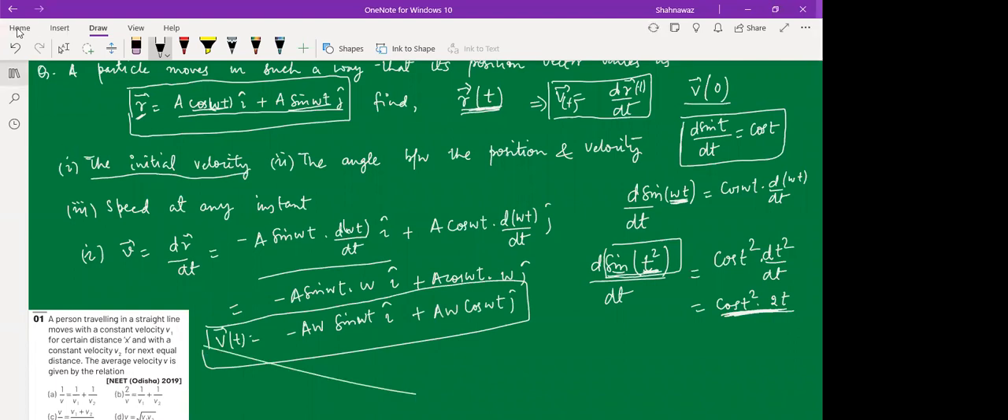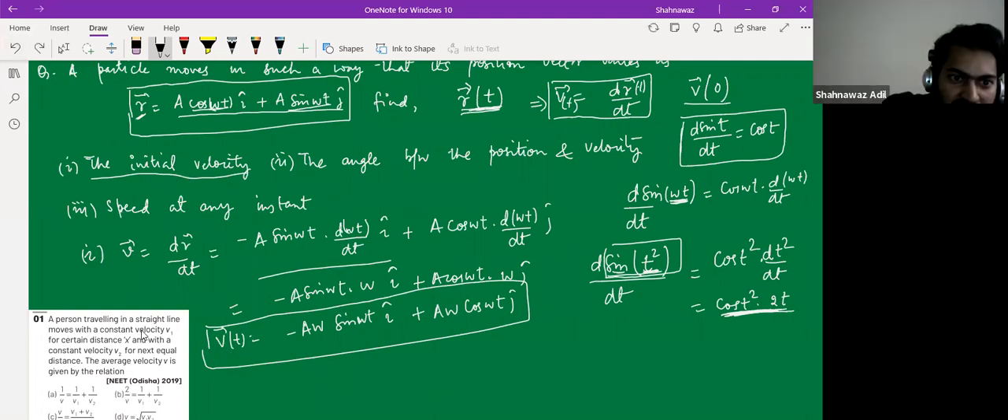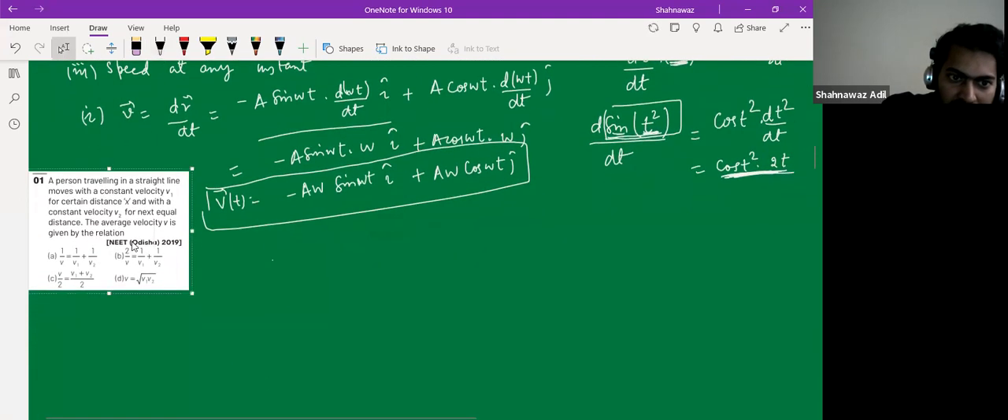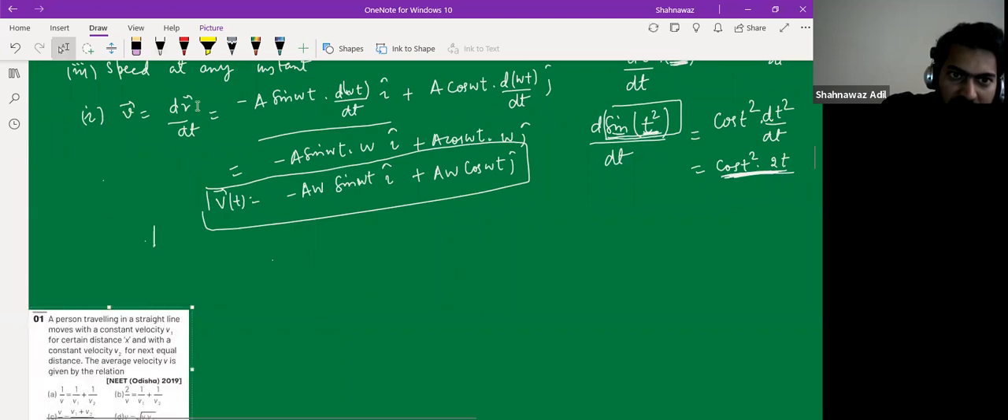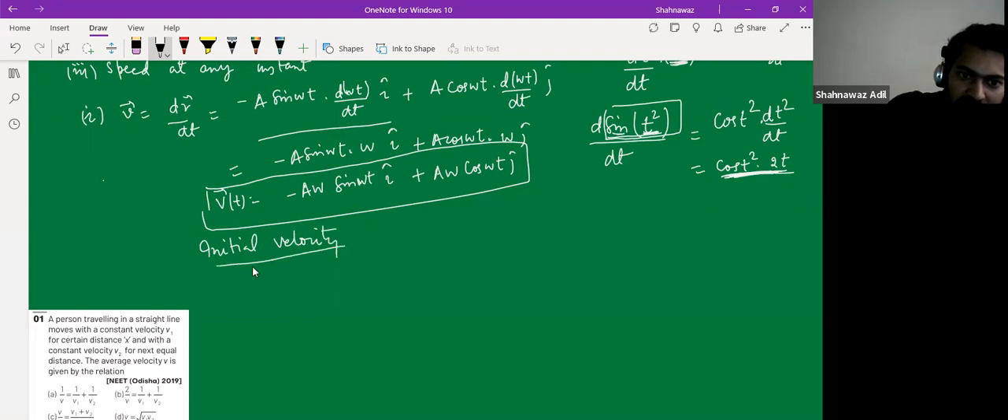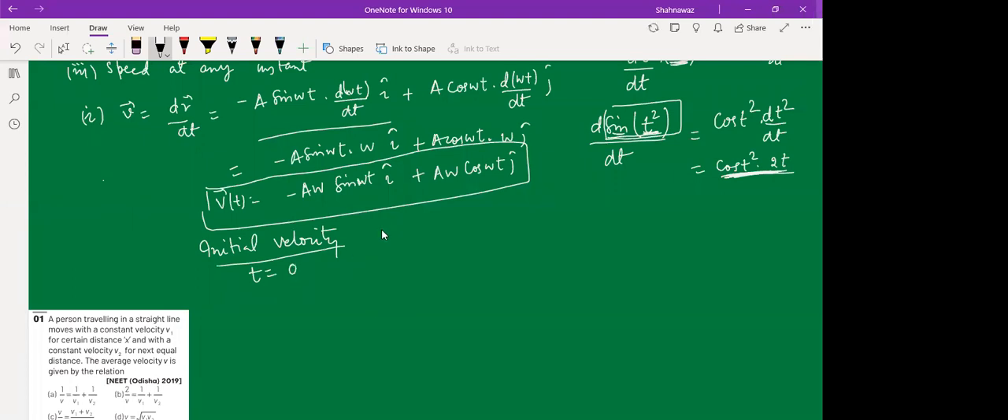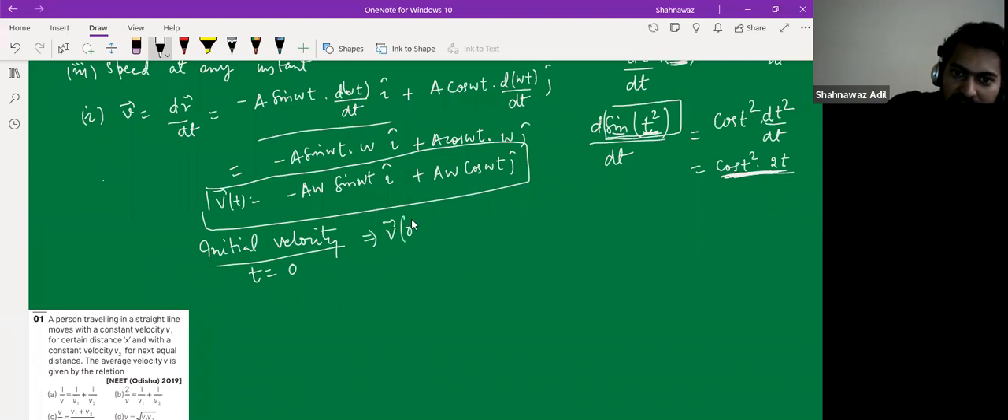Yes, sir. And they are asking about the initial velocity. So what will we use in here? What condition do we have to use? You calculated the velocity, so they are asking about the initial velocity. Okay, so initial velocity means your t is what? Zero. Right, so t is zero, so we have to calculate V zero, right?